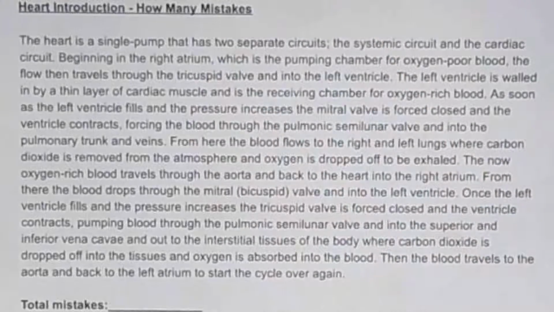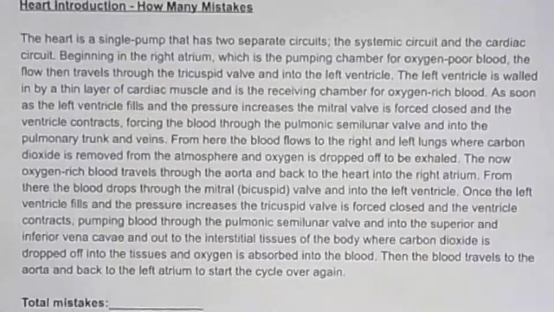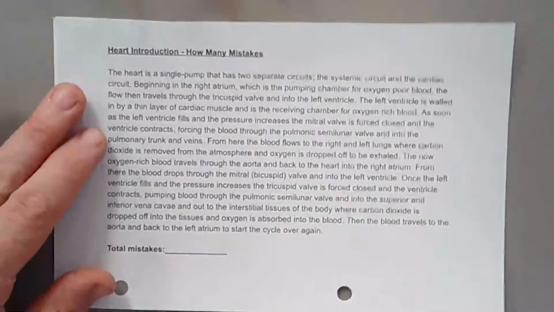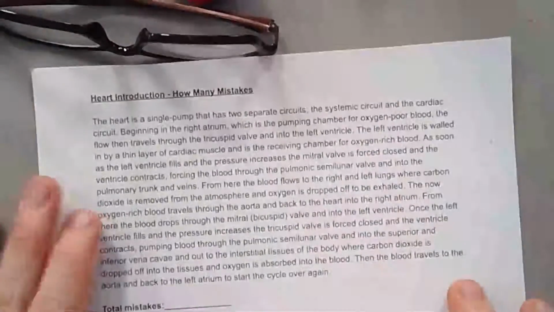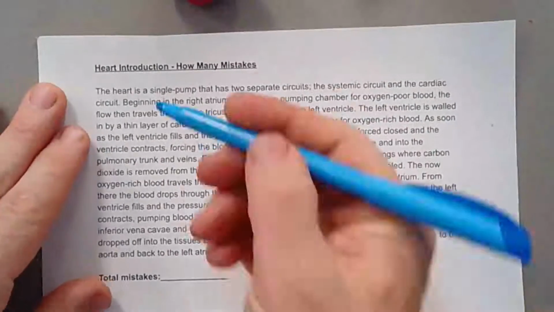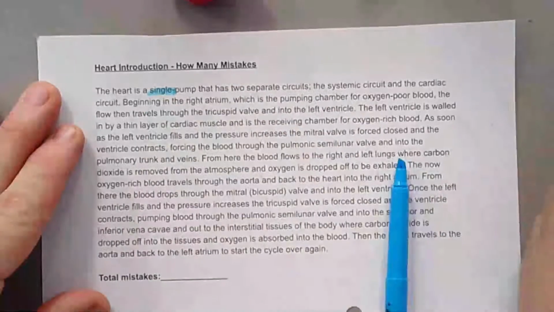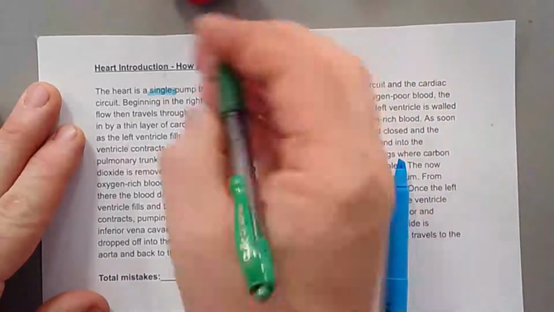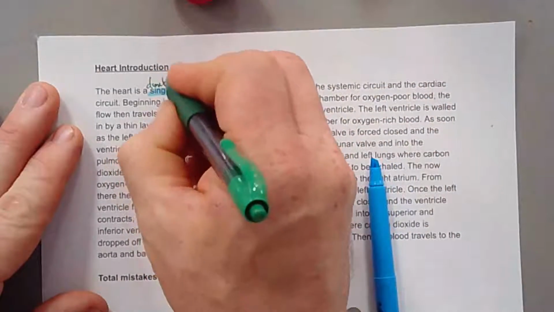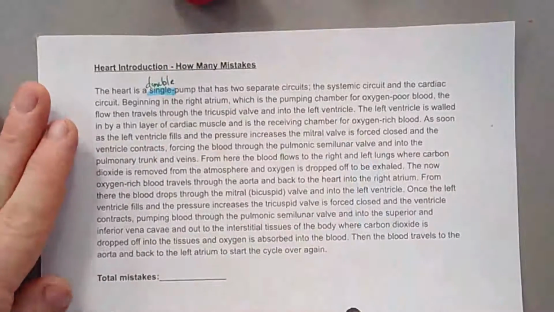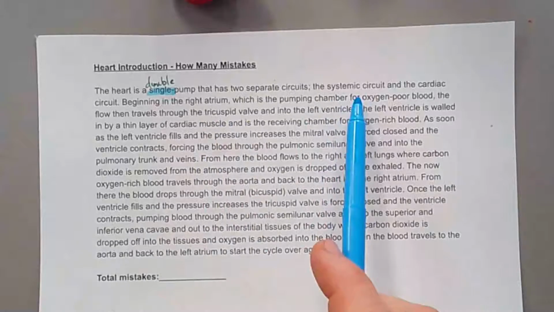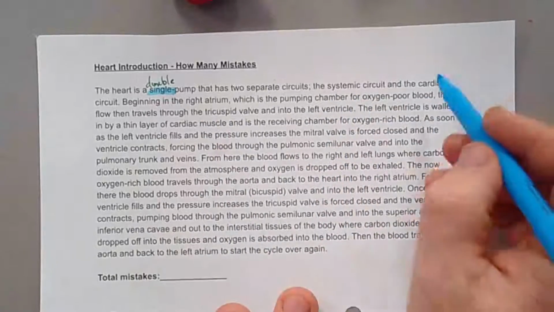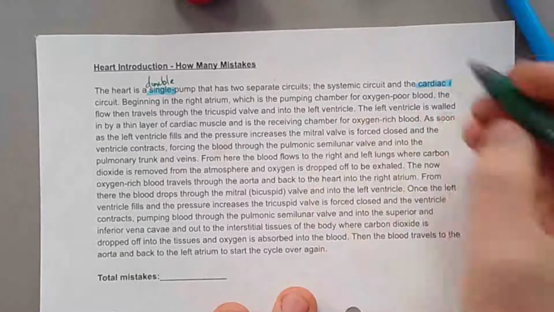Okay? So the heart is a single pump. Well, that's wrong. The heart is a double pump because we have two separate circuits. We have the systemic and the pulmonic circuit. So this goes on to say the systemic circuit, yes, and the cardiac circuit. Well, that's wrong. It's not the cardiac circuit, it's the pulmonic circuit.